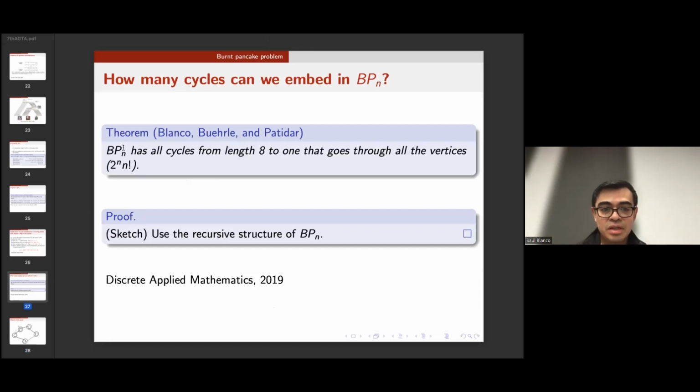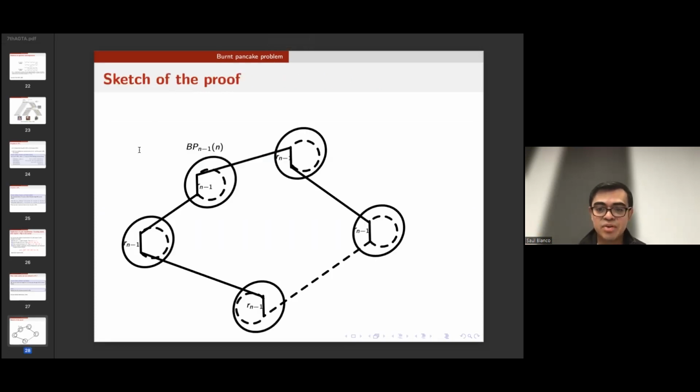So this is what is called weakly pancyclic. BPN is weakly pancyclic. So again, you can have cycles of all lengths up to the number of vertices, including one that goes through all of the vertices. And the sketch is right there. Of course, there is bookkeeping that needs to be done, but essentially, this is the idea.